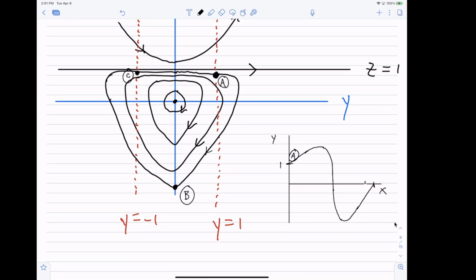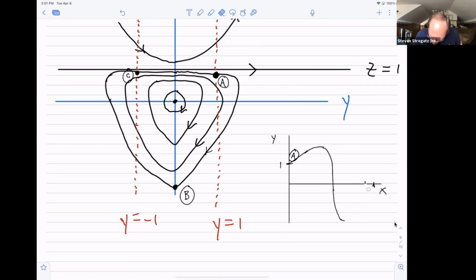Shouldn't y of 1 be negative 1? Oh, thank you, thank you. Excellent. Absolutely, I've screwed that up. You're right. Very good. Good eye, good work. Right, this is supposed to be -1, isn't it? So it's supposed to hit here. Good, thank you. And this is at time 1 here.